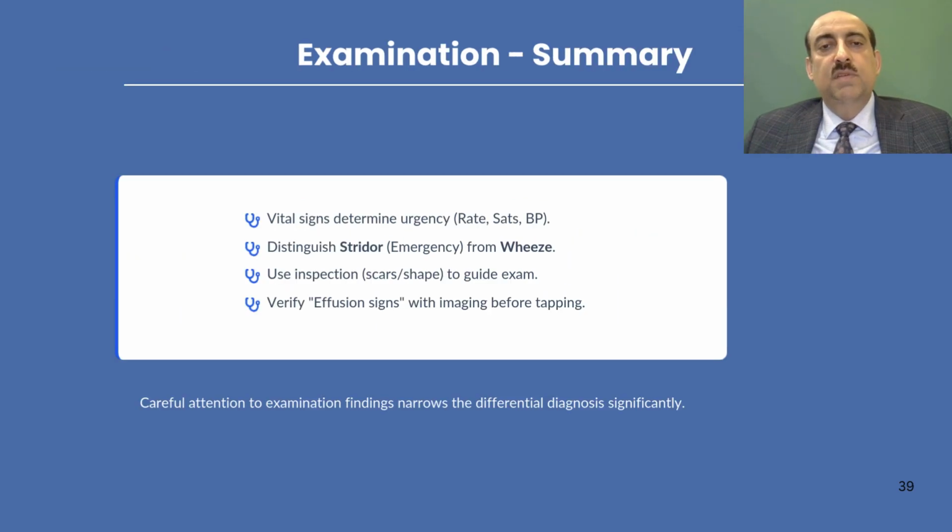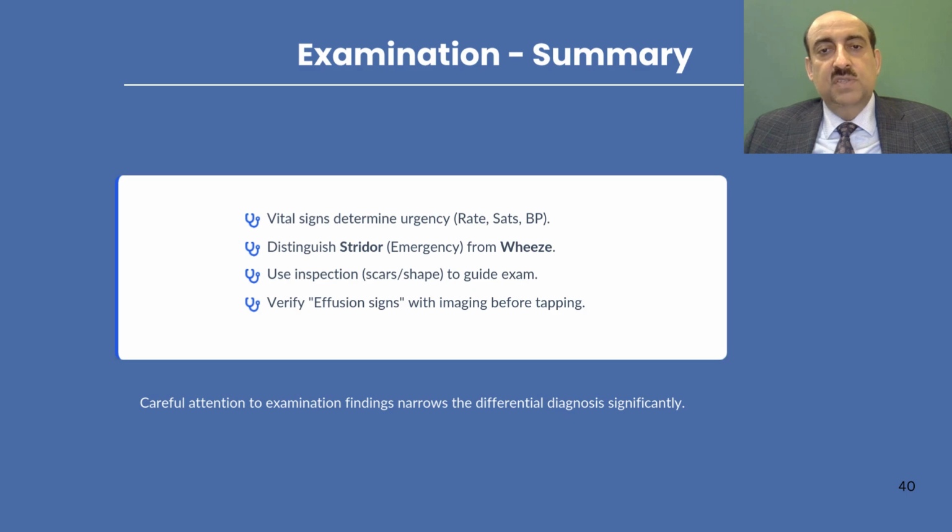Quick summary of the examination section of this module. Vital signs, please, they're really crucial. So tachypnea, desaturation, hypotension, poor prognostic signs, and indicate clinical urgency. Also remember, differentiate stridor from wheeze. Stridor can be a life-threatening emergency, so airway protection is crucial.